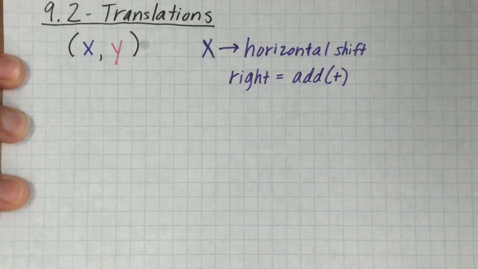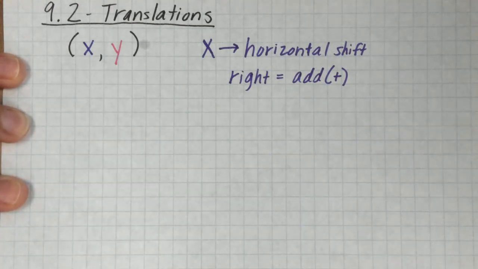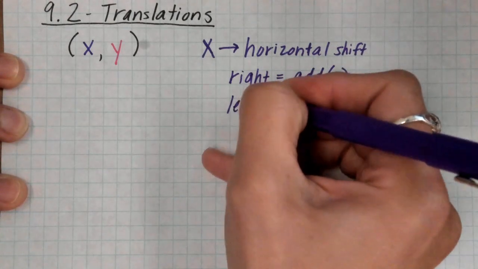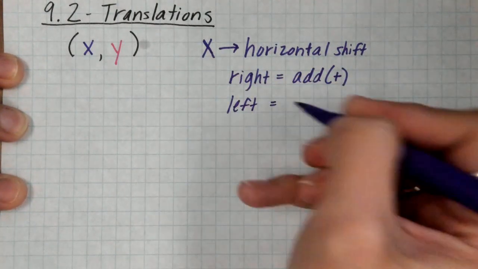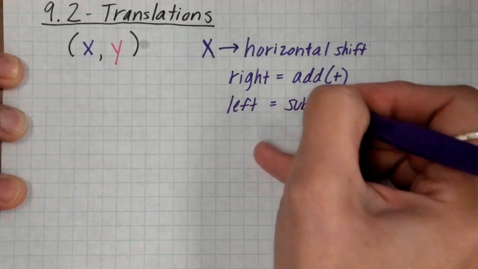So if I tell you to go right 5, you'd be adding 5. And this will all kind of go together once you see all 3 videos. If you are instructed to go left, well, left is the opposite of right, so the opposite of adding is going to be subtract.